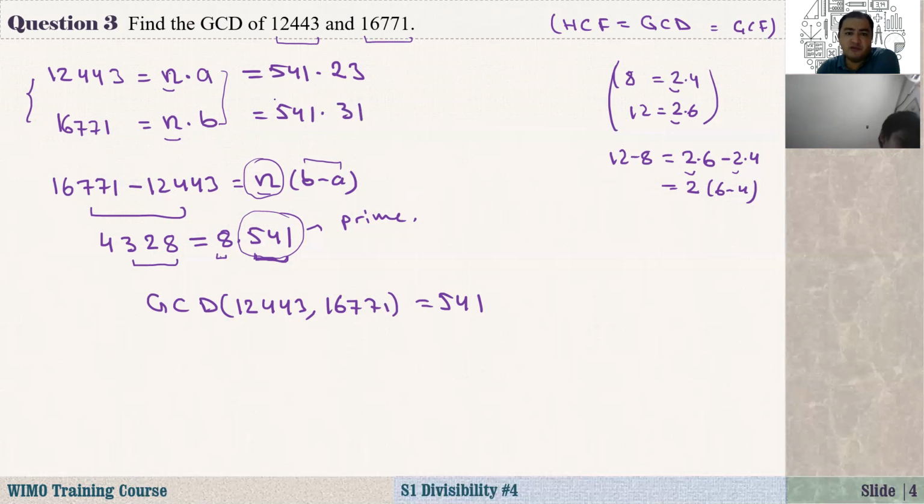As I say here, 541 is a prime number, 23 is a prime number, 31 is a prime number. But what is the common factor of these numbers? The highest common factor is 541. So our answer is 541.